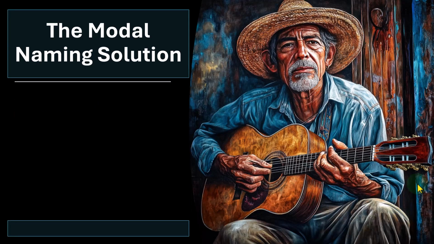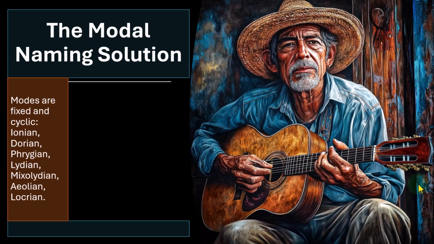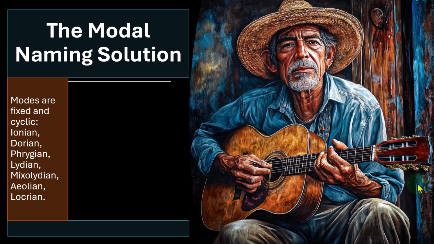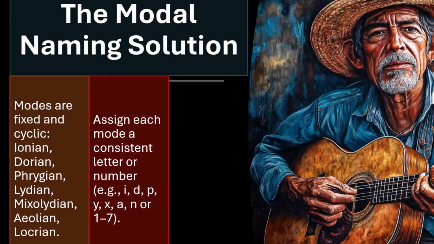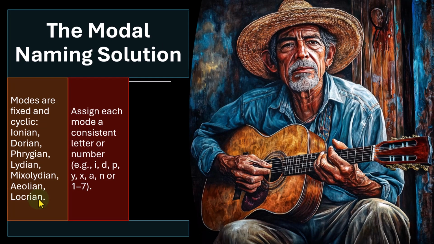All right, the modal naming solution. So modes are fixed and cyclical. You've got Ionian, Dorian, Phrygian, Lydian, Mixolydian, Aeolian, Locrian. Those names are the problem. That's why we can give it a numbering system. We'd like to keep the numbering system, however, an absolute modal numbering system. So assign each mode a consistent letter or number. So we could give them an abbreviation.